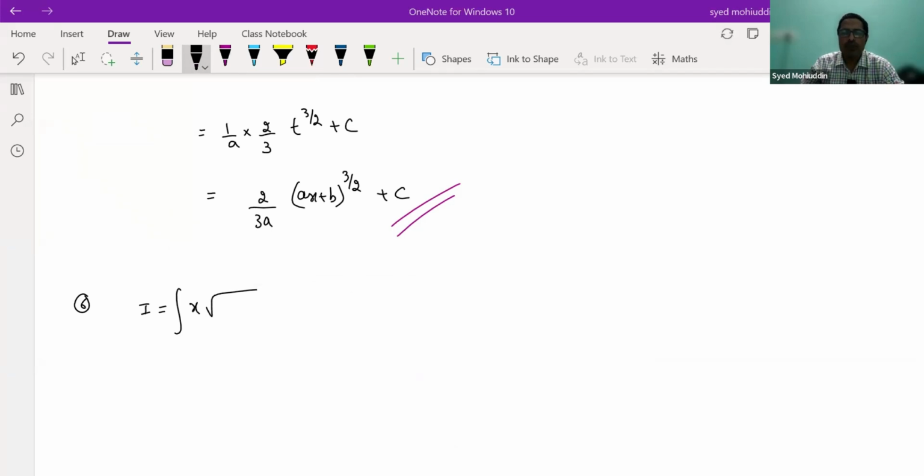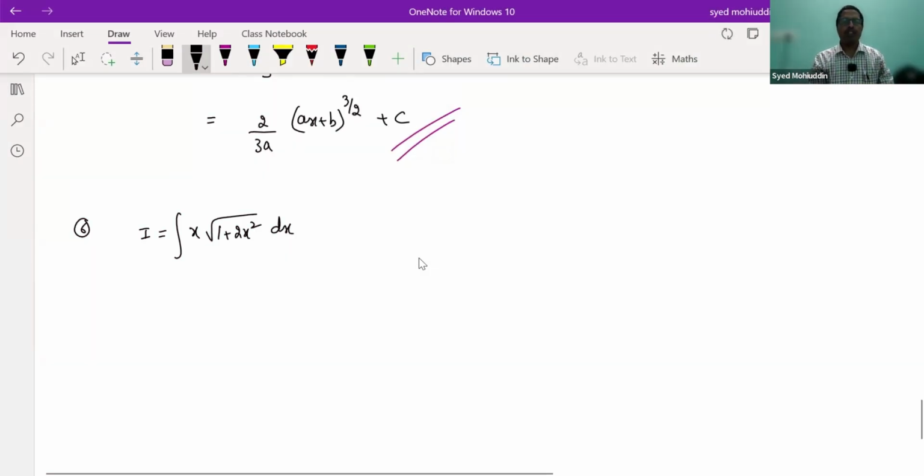x root of 1 plus 2x square. So therefore, once again, the value which is inside the square root has to be taken as t. So put the value of 1 plus 2x square equal to t. Let us try to differentiate this one.